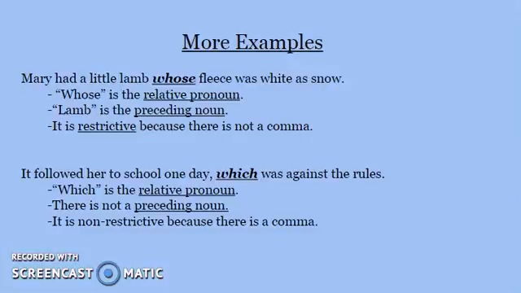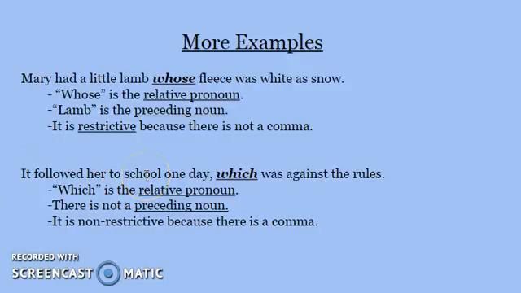Here are some more examples of some other relative pronouns. One of these is restrictive, one of these is non-restrictive. Mary had a little lamb whose fleece was white as snow. Whose is the relative pronoun. Lamb is the preceding noun. It is restrictive because there is not a comma.